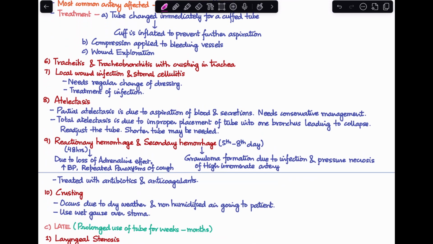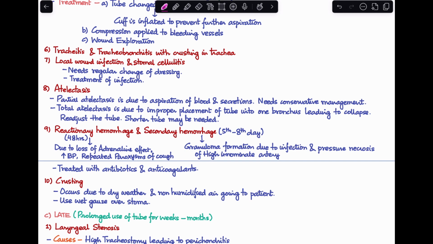Some other complications which happen in the intermediate period are inflammation of the trachea, leading to tracheitis and tracheobronchitis with crust formation in the trachea. There can be local wound infection and stomal cellulitis. This can be prevented or even treated with regular change of dressing, and we also need to treat the infection with antibiotics.